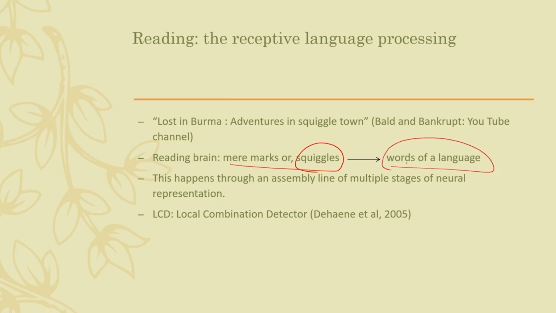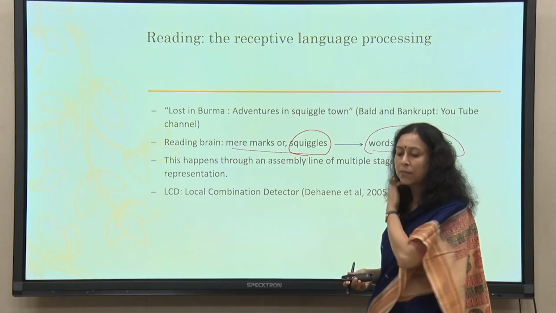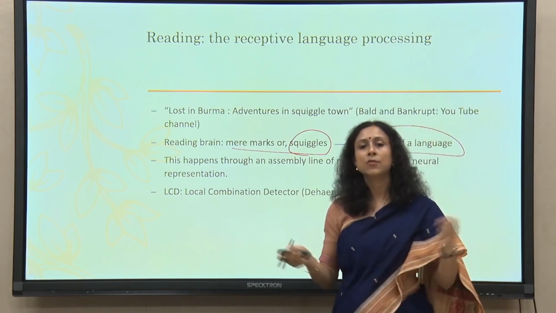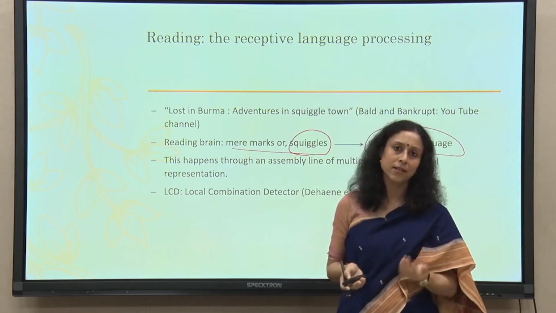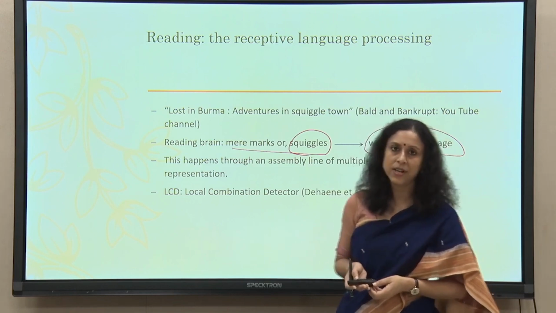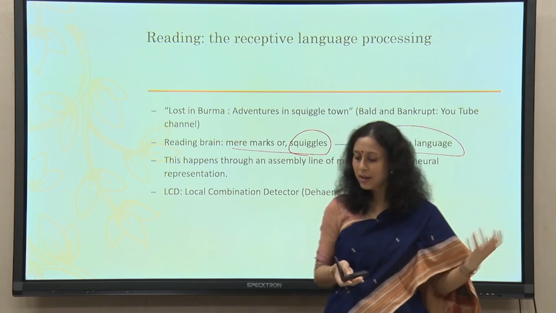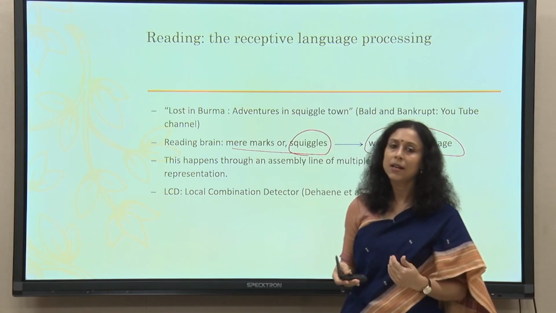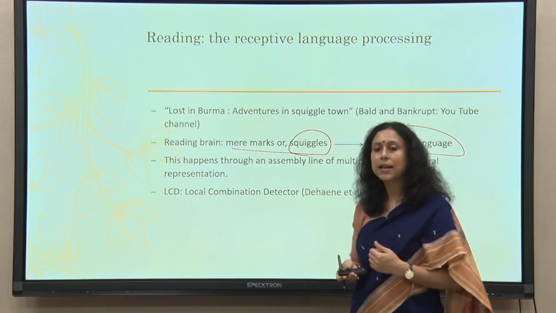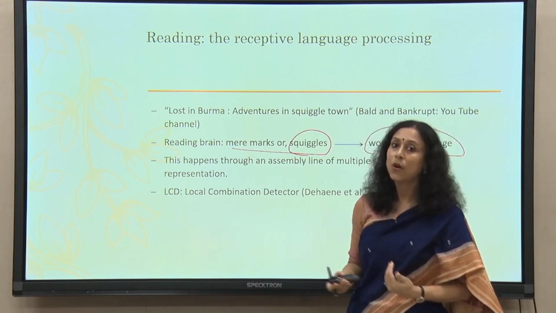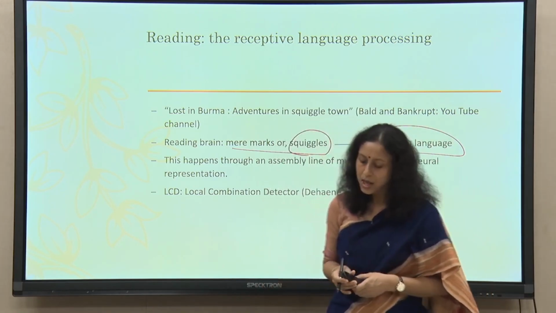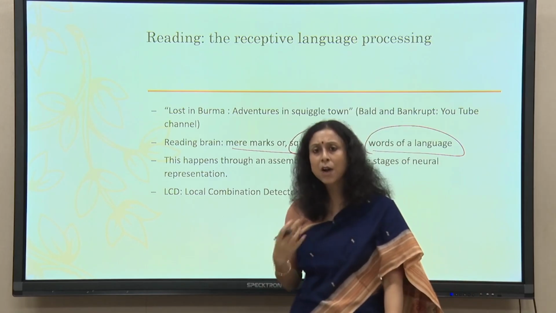When he went to Burma, through India from Manipur or somewhere, he sees all those notice boards with everything written in their language, and of course, he cannot read it. So, he just says squiggle, squiggle, squiggle and more squiggle. The languages that we do not read remain squiggles for us, while the languages that we read become words of a language for us. So, that is where the reading brain comes into the picture. How does it happen?